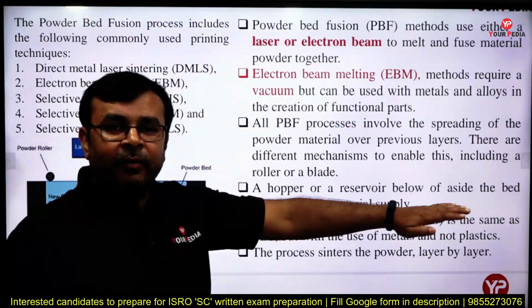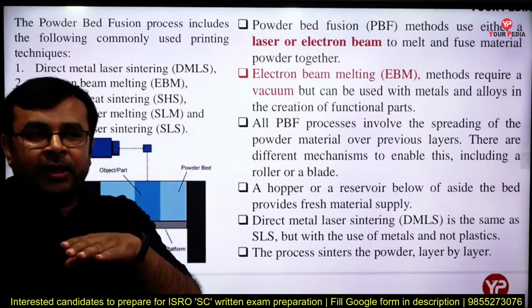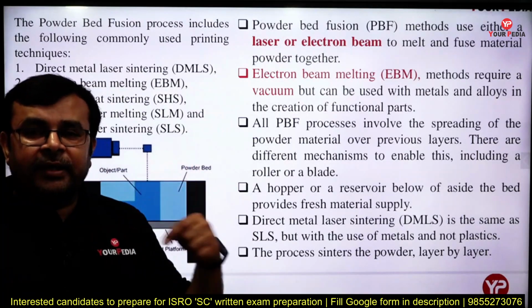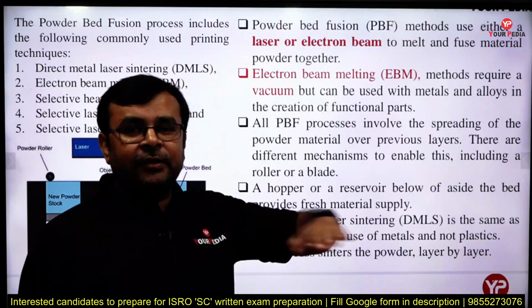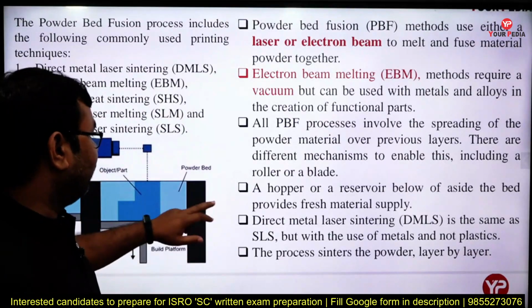After melting, we spread the powder over the surface, over the first layer, and then again we provide heat according to the shape of the object. Melting takes place, and after that we again spread the powder over the surface, and this process we perform continuously.